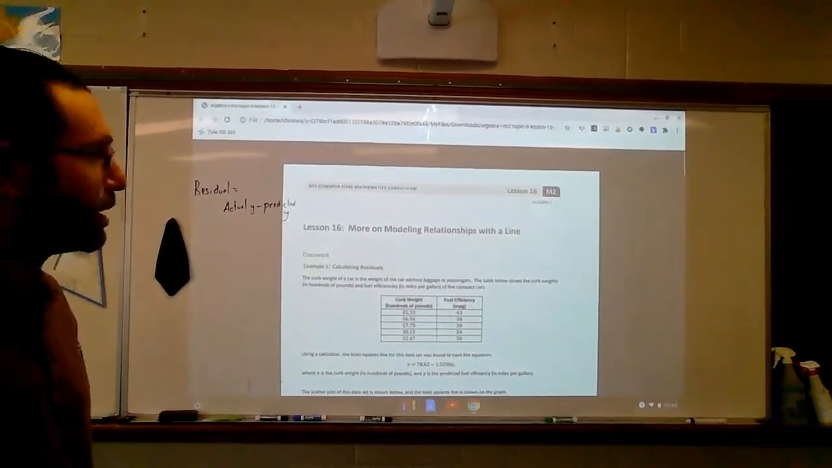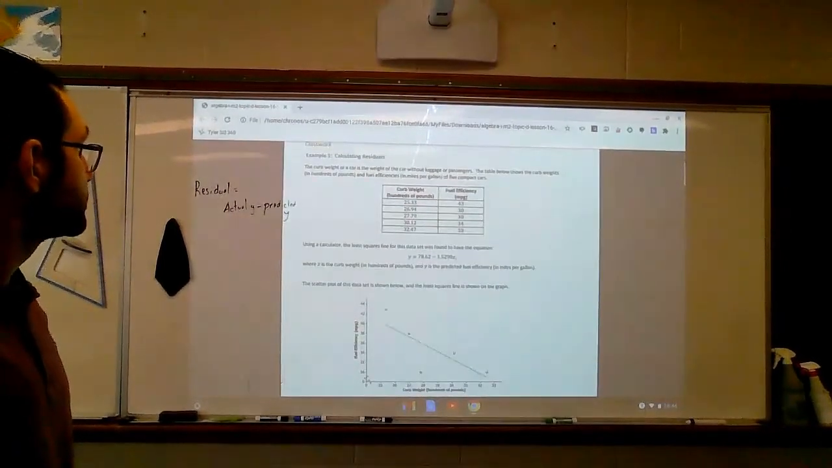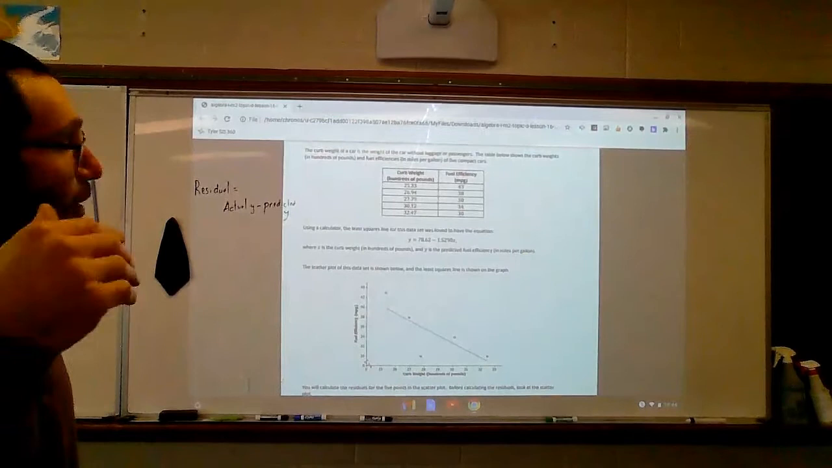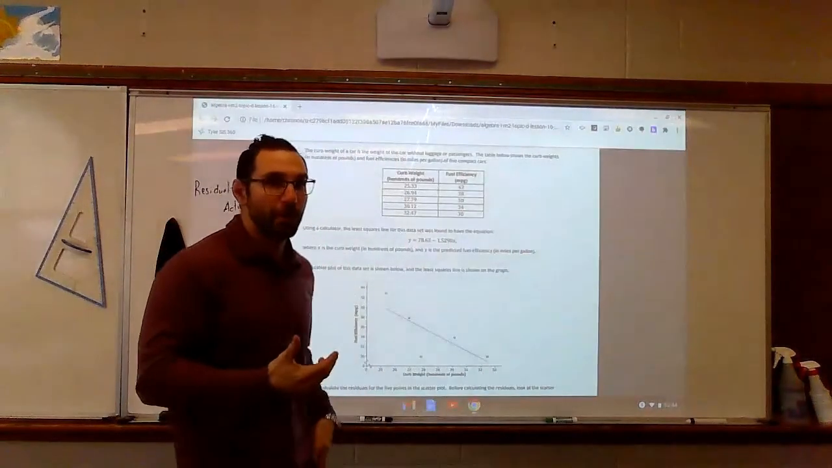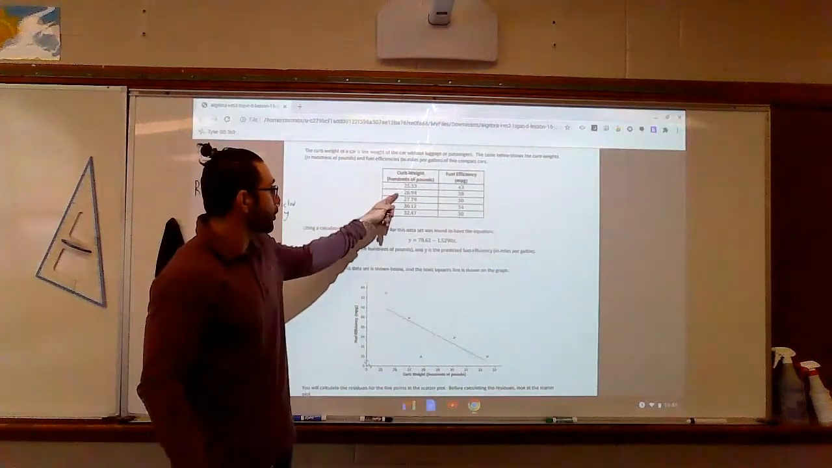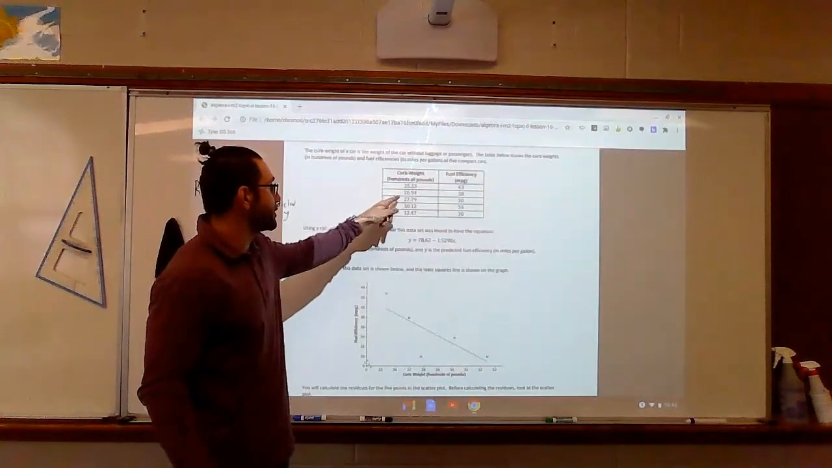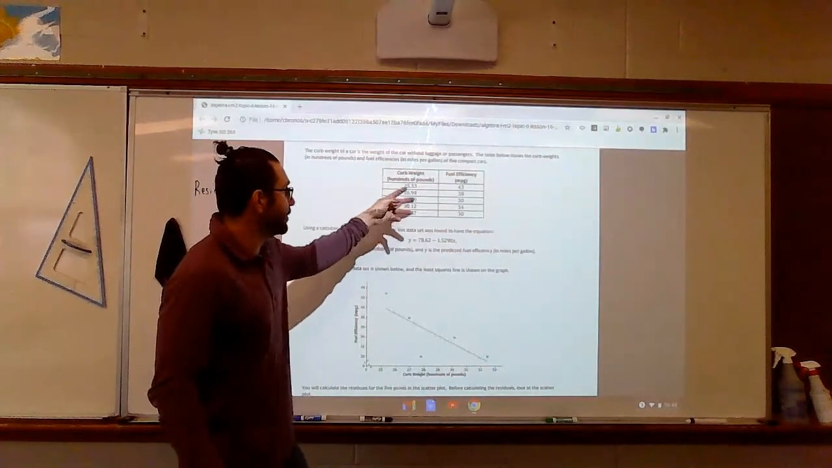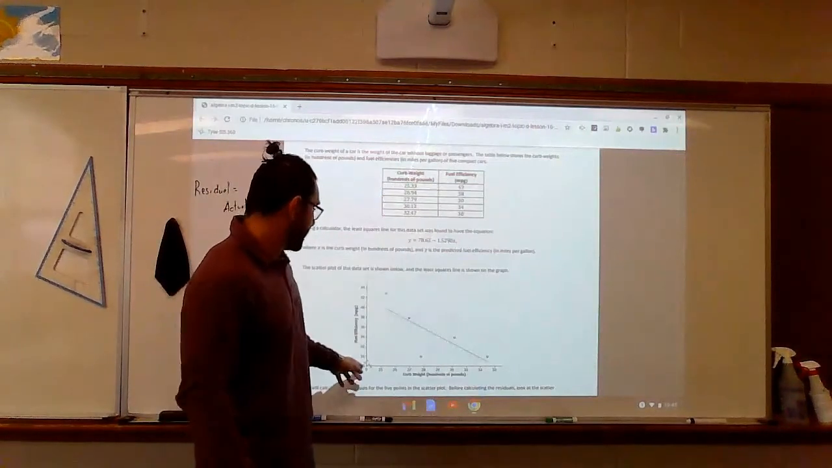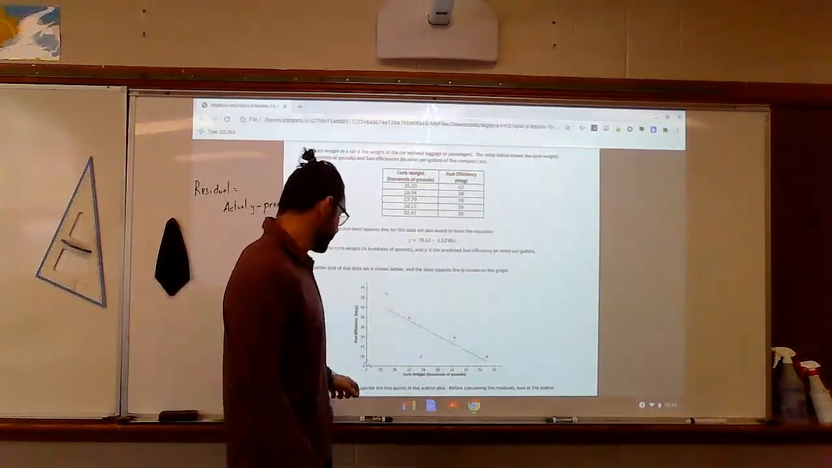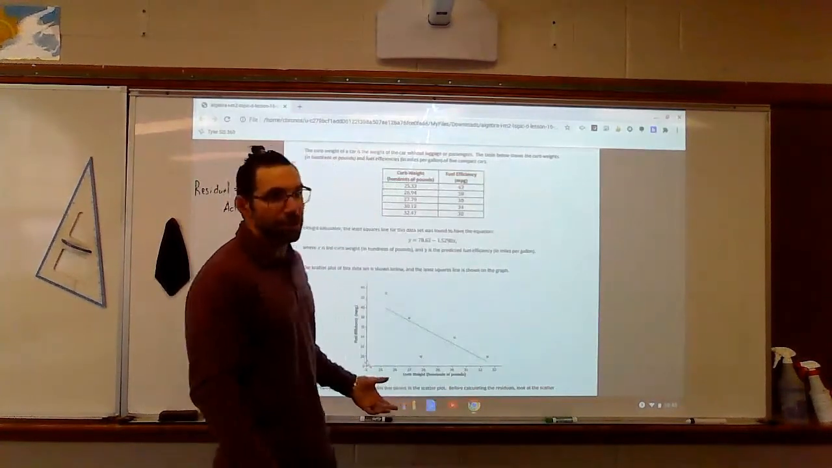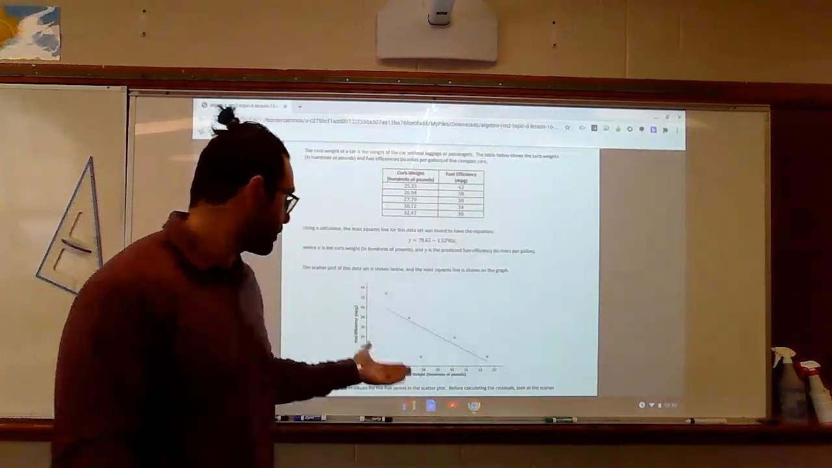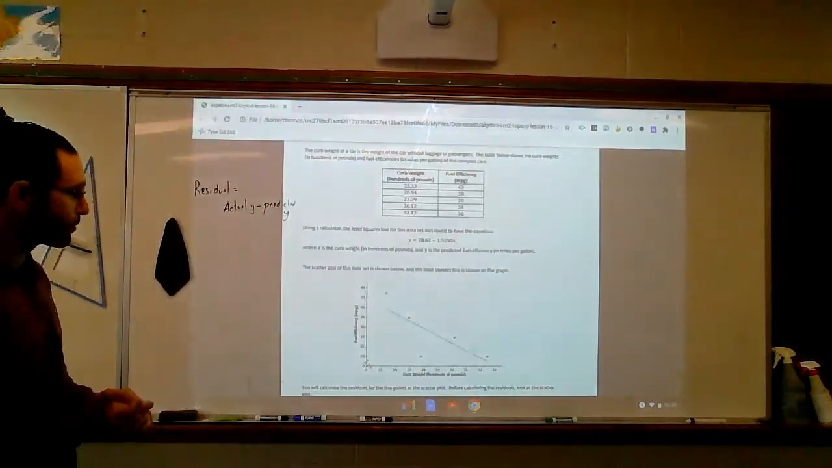Here we go. This is talking about a car. So the gas that you can get for a heavy or light car. Here we've got the curb weight in hundreds of pounds. So this is 2,500 pounds, 2,600. So this is getting heavier. The fuel efficiency is going down. The heavier the car, the lower the fuel efficiency. So this is a negative linear relationship, or so it appears.